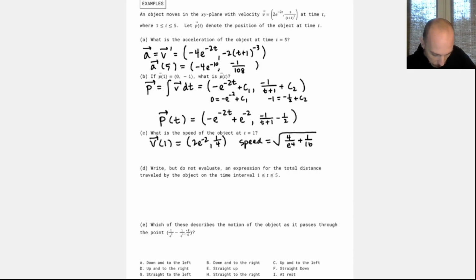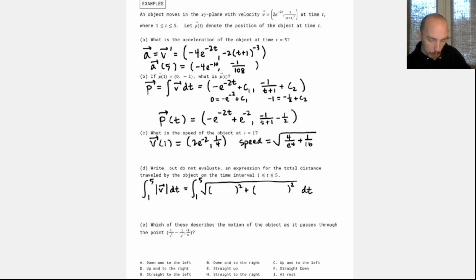Okay, part D, if we're going to write an expression for the total distance traveled, we're going to integrate the speed. Okay, so we're going to be integrating from t equals 1 to t equals 5 on the length of the velocity vector. Okay, but we've got the velocity vector, so what that's going to be is integrating a square root of the sum of the squares of those components.